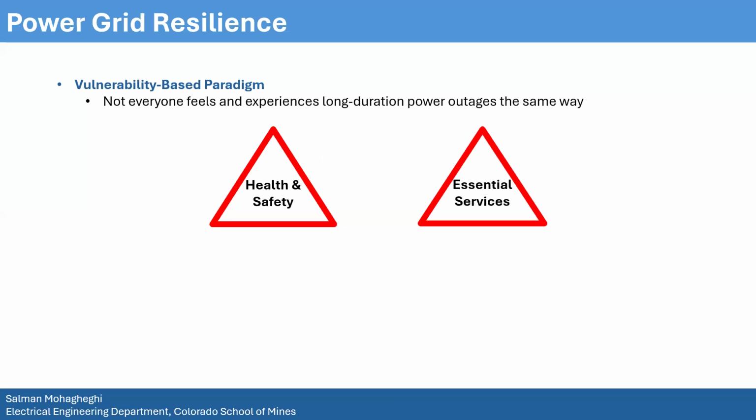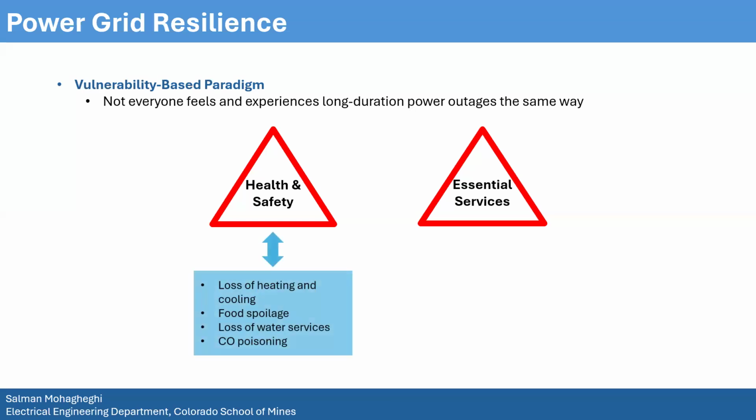So, in recent years, a different view has emerged that tries to look at resilience based on the vulnerability or social vulnerability of individuals who are impacted by the event under study. Here, we try to take into account the impacts on the community by the large-scale and long-duration power outage. And we acknowledge the fact that not everyone feels and experiences long-duration power outages the same way. These outages could lead to health and safety issues or failure of essential services.